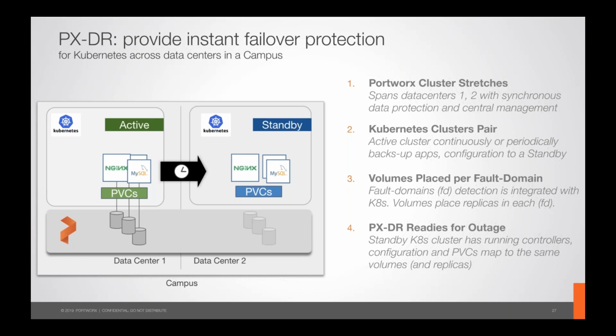Portworx cluster stretches across these data centers and provides synchronous data protection and central management. The way it works is you have a pair of Kubernetes clusters, an active cluster, which is continuously and periodically sending backups and configuration to a standby cluster on the other side. Portworx always did volume placement based on fault domain. We detect fault domains by integrating ourselves very closely with Kubernetes, and we make sure that we place volume replicas in each different fault domain. So once all of this is ready, the standby cluster is pretty much running all the controllers, configuration, and PVCs, and it's mapping to the same volumes and replicas.